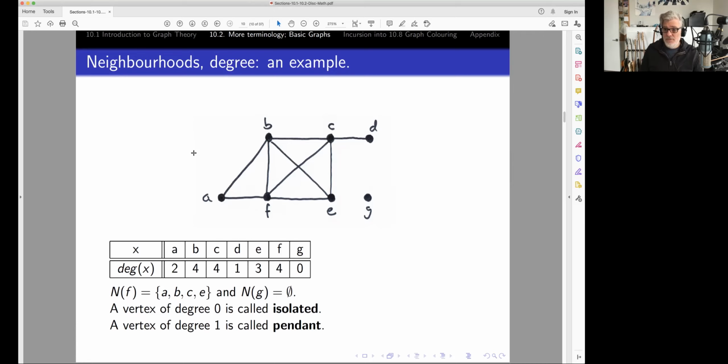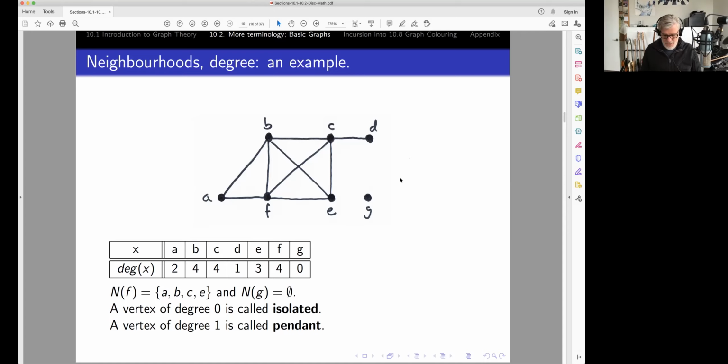G has no neighbors, so N(G) is empty. A vertex with no neighbors, so of degree 0, is called an isolated vertex for obvious reasons, right? So this vertex is isolated. And a vertex of degree 1, this is a useful word to have, is a pendant vertex, like it's hanging like that.